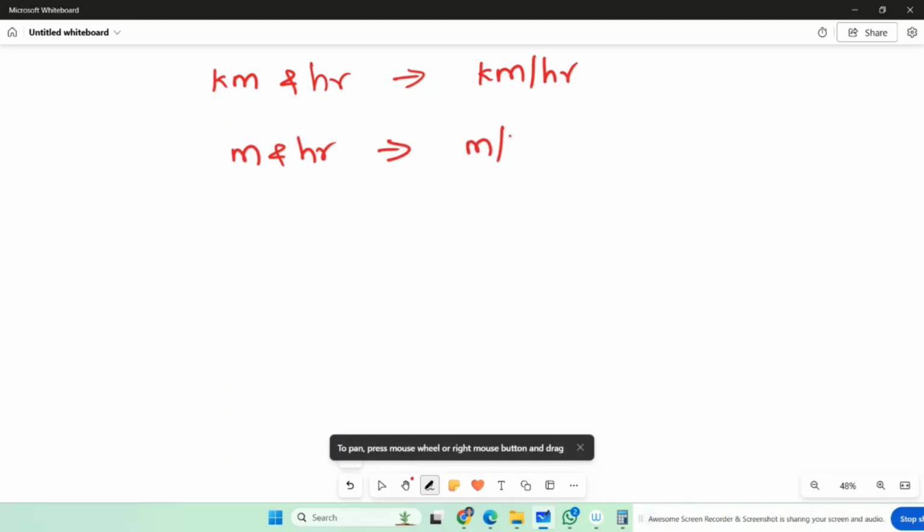Okay. If distance is in kilometers and time is in hours, we write the speed units as kilometer per hour. If distance is measured in meters and time is measured in hours, we write the speed units as meter per hour. If the distance is measured in meters and time is measured in seconds, then the speed will have the units as meter per second. Often it is required to express speed in terms of smaller units like meter per minute or meter per second. For this, we need to know the following conversions.